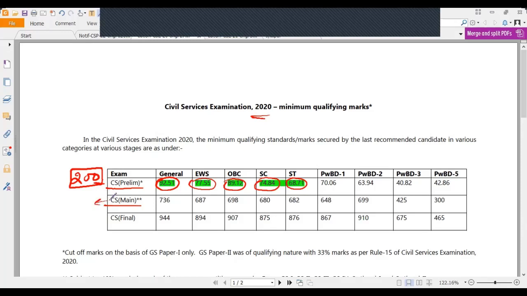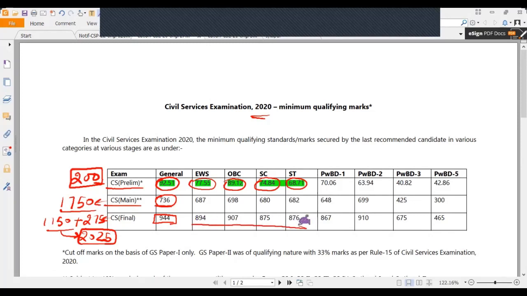For the mains written exam, that is of 750 marks, the cutoff for general category was 736, and for reserved categories it was 30 to 40 marks below the general cutoff. And as we have discussed, the interview is of 275 marks, so 275 plus 1750, that is the final cutoff out of 2025. For general category it is 944, and for reserved categories it is 30 to 40 marks lesser than the general category.